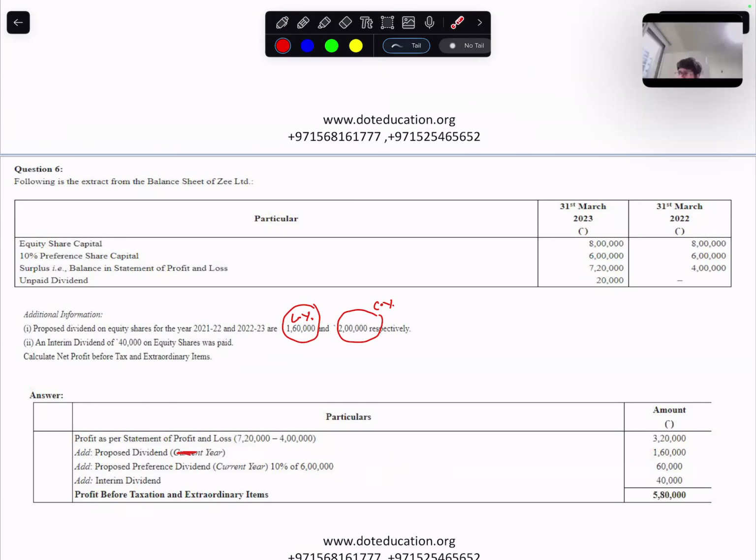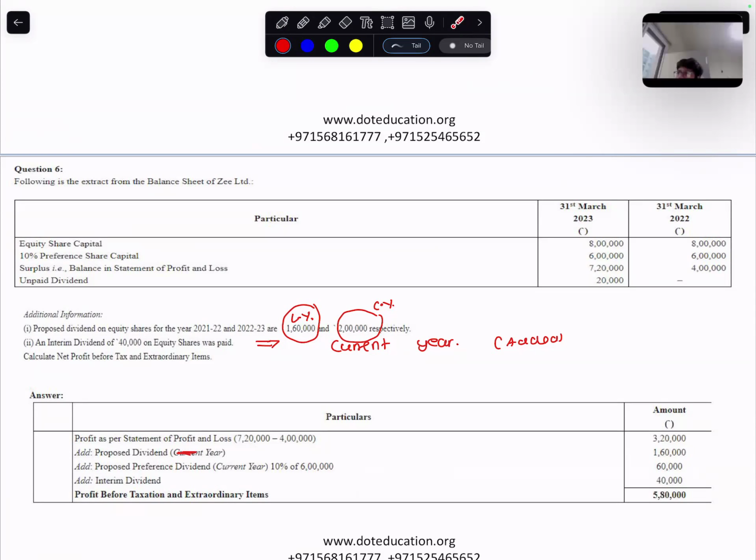1,60,000. So proposed dividend of last year and interim dividend of the current year are added. Proposed of which year? Last year. And interim for the current year. Because what you proposed last year is what you pay this year. And we are doing the cash flow statement, so we want everything on a paid basis.